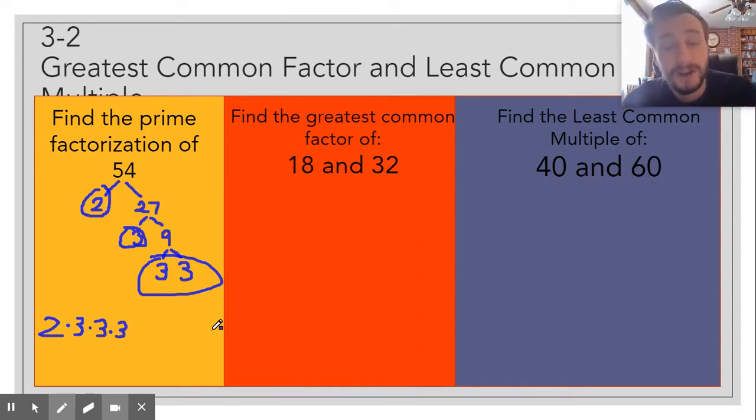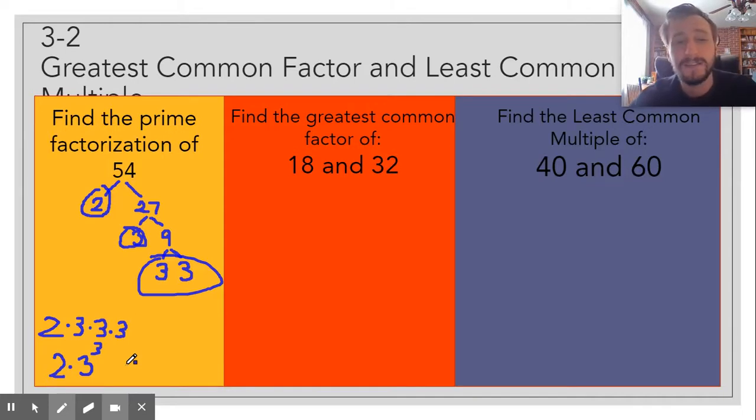Now there is another way, a shortcut way, and that's if we use an exponent. See how we have 3 times 3 times 3? So we can shorten this by just saying 2 times 3 to the third power. So either one of these is fine. 2 times 3 times 3 times 3, or 2 times 3 to the third power. They're the same thing. So that's prime factorization. We took 54 and we broke it down to its smallest form, its ingredients, using only prime numbers.